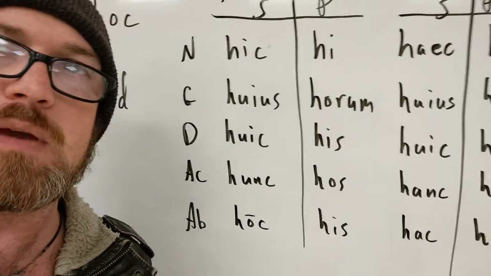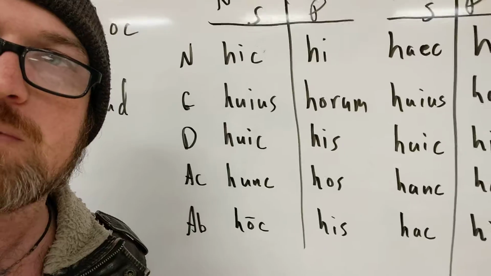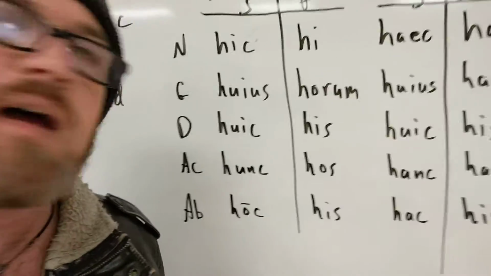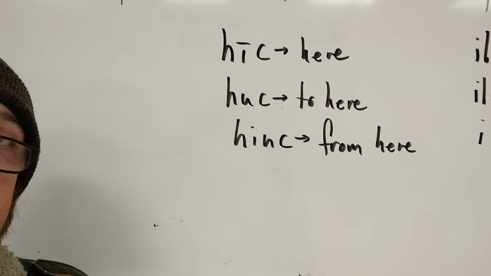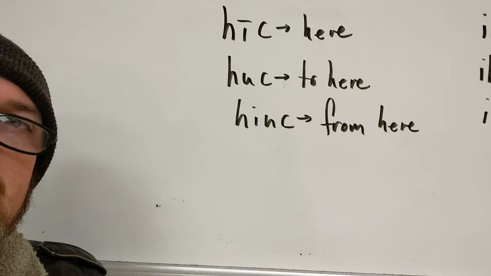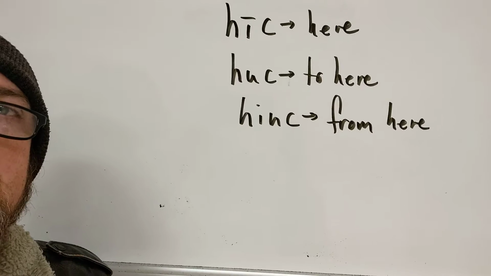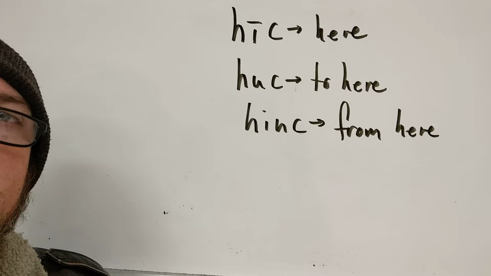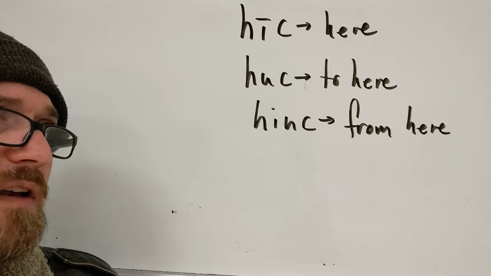Hic with a long mark means here as in this place. And in fact, it's not the only word of that type that's derived from hic. We actually get a few. I went ahead and wrote them down here because hic means here as in this place. Huc is a word that we have also seen, but not as often. It means to here or to this place. And hinc means from here or from this place. Sorry, did I say illinc? I meant to say hinc. I have hinc written down.